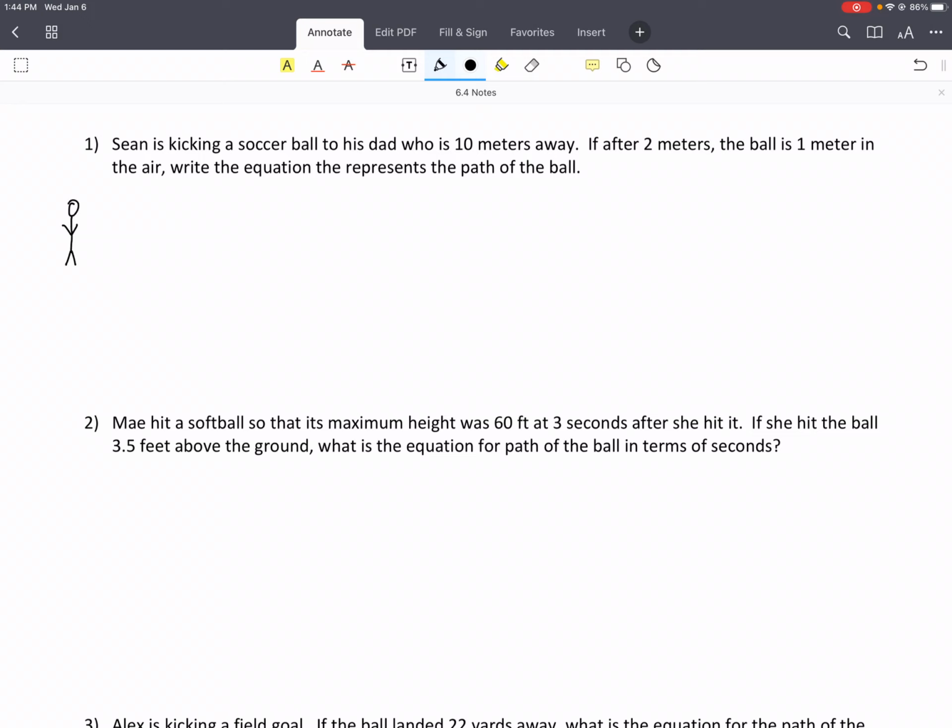So he's kicking a soccer ball. Sean is kicking the soccer ball to his dad. Dad's over here. We know Dad is 10 meters away. Maybe they're in England. Well, they are playing soccer, but they're calling it soccer, so I don't know. So he kicks the ball. We're just going to assume the ball takes a parabolic course. And so then the ball's like right here. So when it's 2 meters away, so we got 2 meters there, the ball's 1 meter in the air.